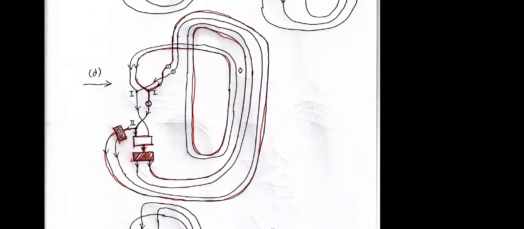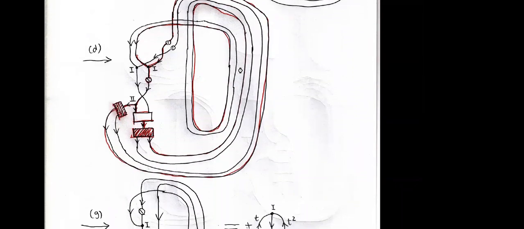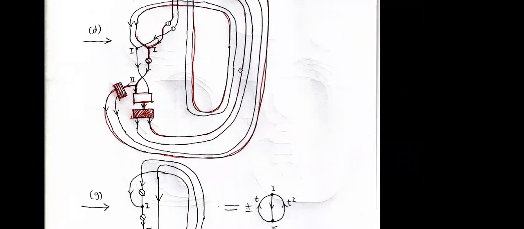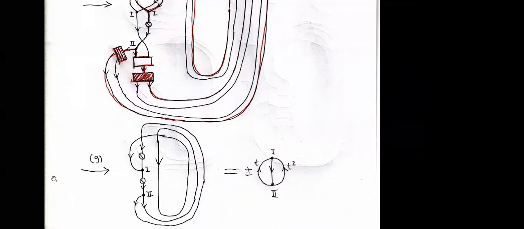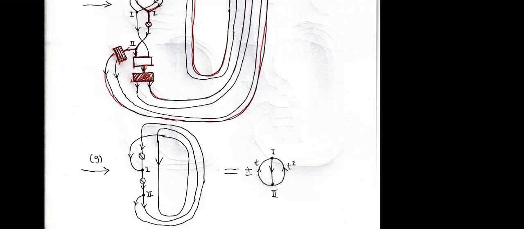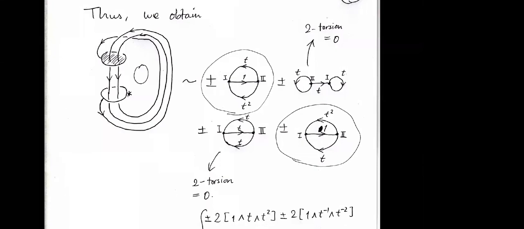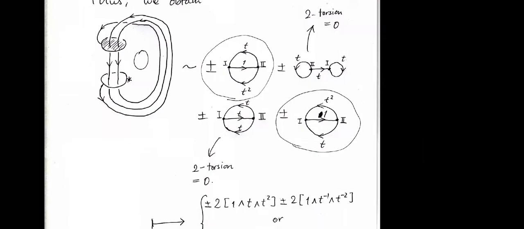which may produce a very complicated clasper. But finally, we obtain a single theta graph like this. Edges may twist, but up to sign, this gives this theta graph. So we obtain an expression like this.